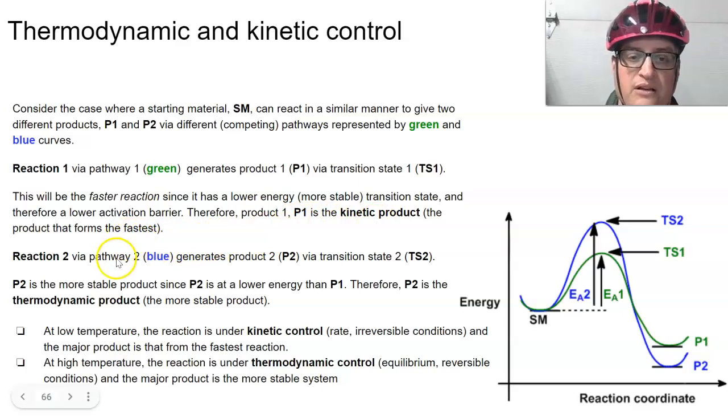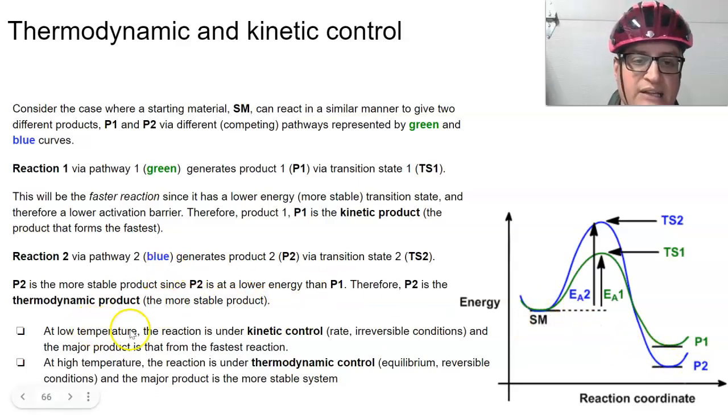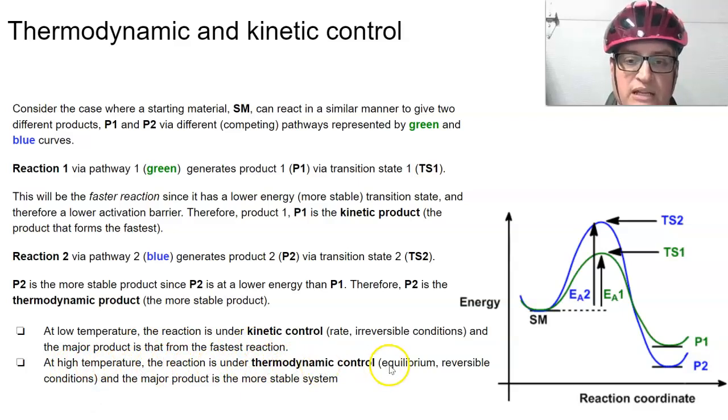It forms the fastest. Reaction 2 is going to be lower energy than 1. Therefore, P2 is the thermodynamic product, more stable because it has lower energy, a bigger decrease in energy. So what this means is that at low temperature, where the available activation energy is low, it's under kinetic control. And the major product is from the fastest reaction. At very high temperatures, the reaction is under thermodynamic control, equilibrium, reversible conditions, and the major product is the more stable system. Because we often talked about in the previous unit that things that are thermodynamically favorable are going to have a higher likelihood than the kinetic ones.